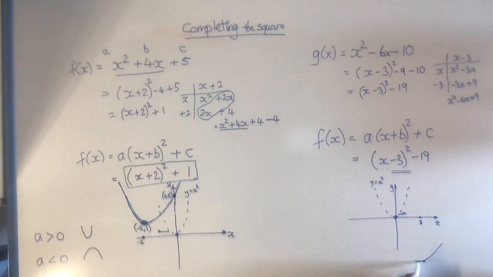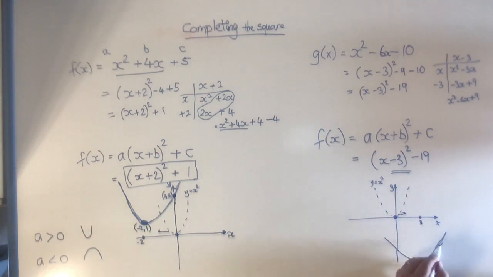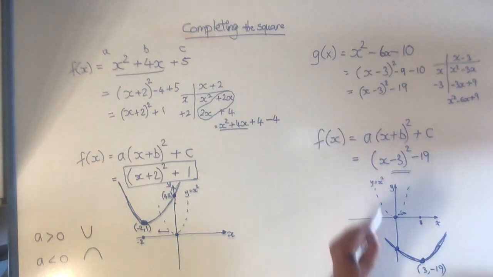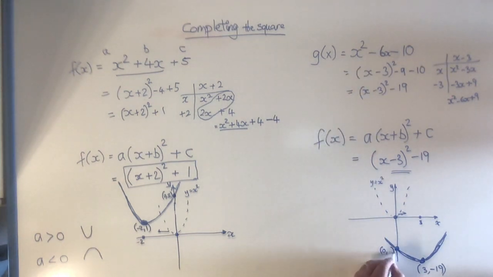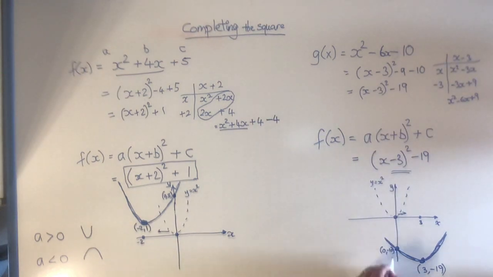And we just put in the smiley face, because we know A is 1, so it's a smiley face type. Very good at drawing these. There we go, something like that. And here's my minimum turning point, and that's (3, minus 19). Where does it cross the y-axis? Well, we'll go back to the original function right away to the beginning. x is equal to 0, so putting x equal to 0 in, that's going to give me 0 squared minus 0 minus 10. So (0, minus 10). Okay, and that's you being able to do completing the square.